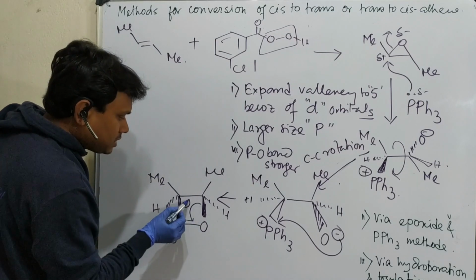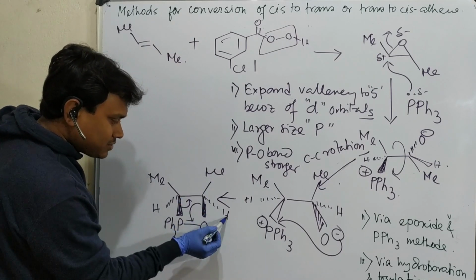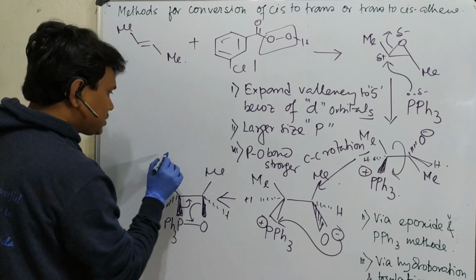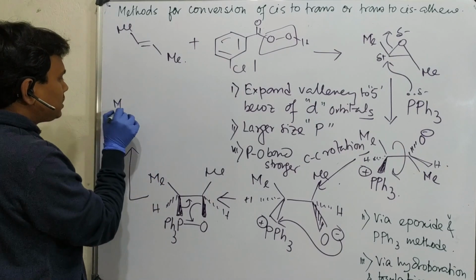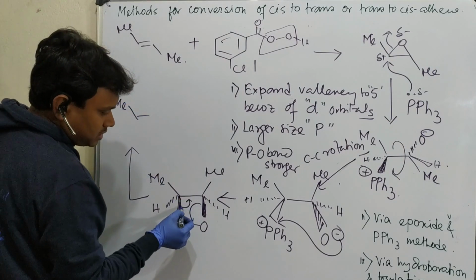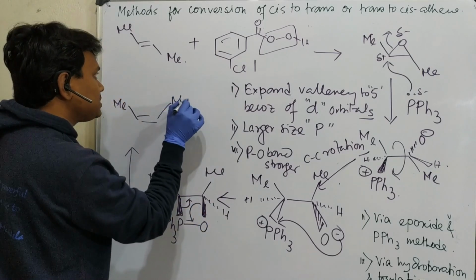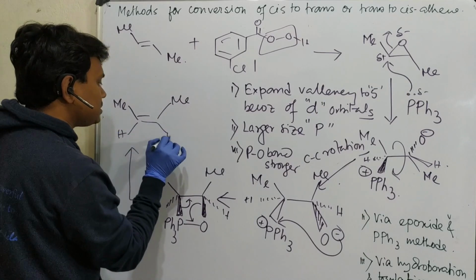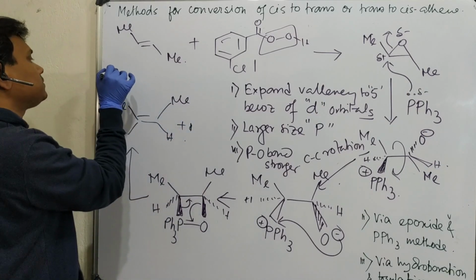This comes, it goes. So what does it result in? See, this methyl is on the same side, hydrogen is on the same side. So if such a thing happens, what does it result in? This methyl, and see, this bond comes here, so our C=C double bond is formed. So this methyl is here, hydrogen is here, and along with that, one reagent is formed.